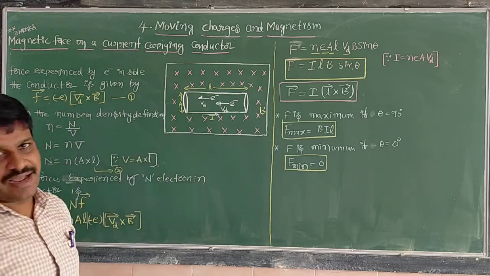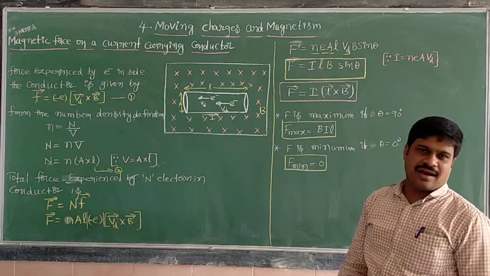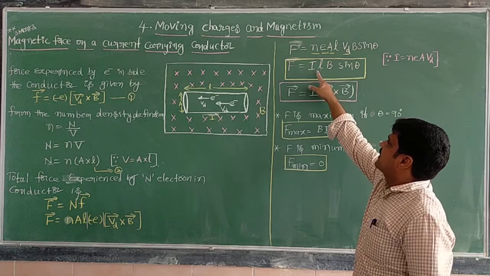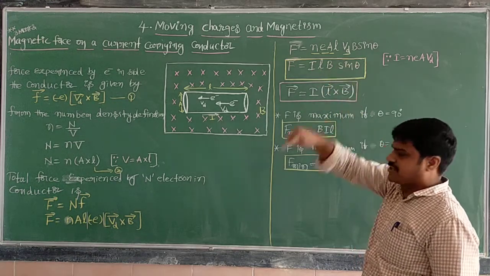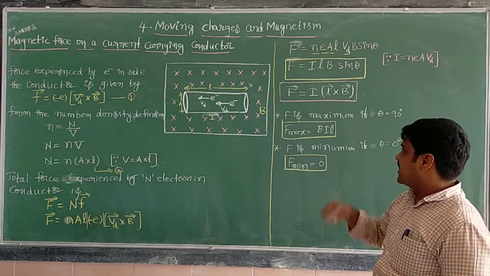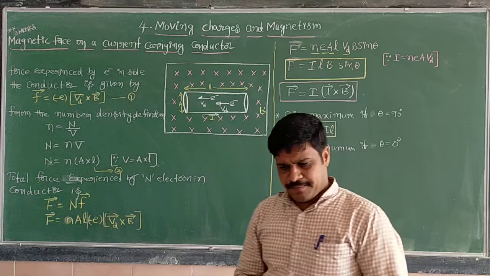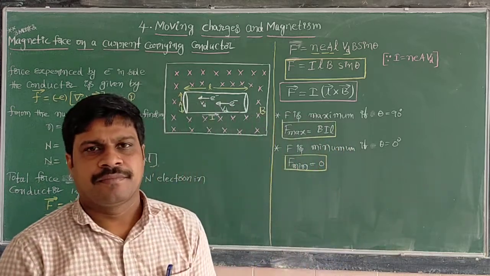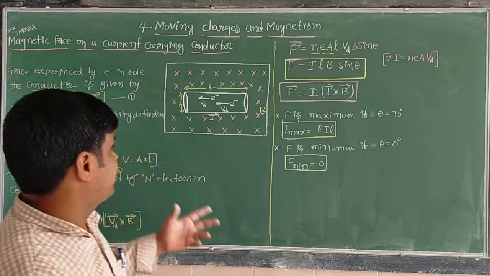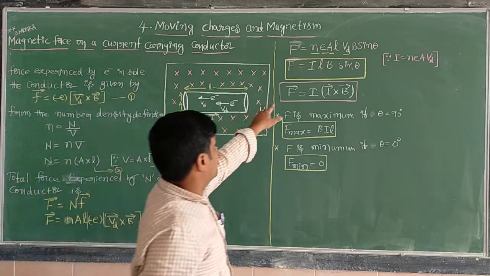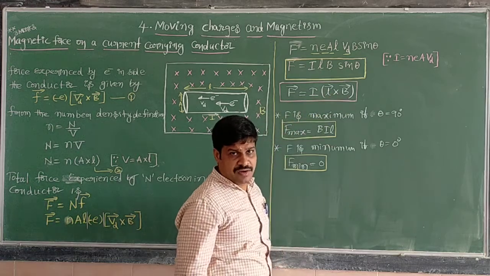Now this is about the force experienced by the current carrying conductor: BIL sin theta. L is the length of the conductor, I is the current flowing through the conductor, and B is the magnetic field in which we have placed the current carrying conductor. So what is the direction of the force? The direction of the force is perpendicular to the plane containing L bar and B bar.